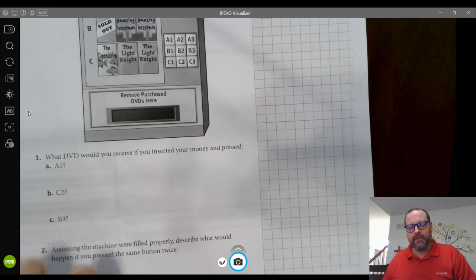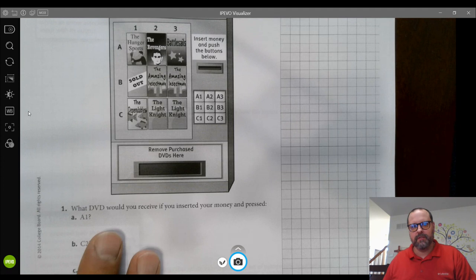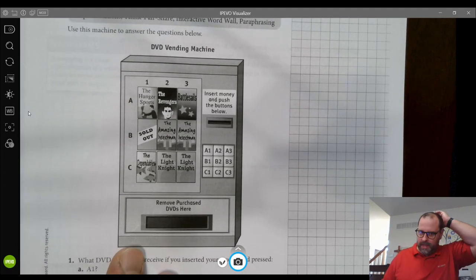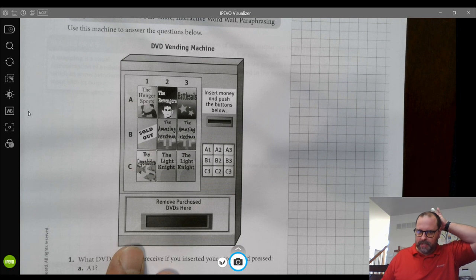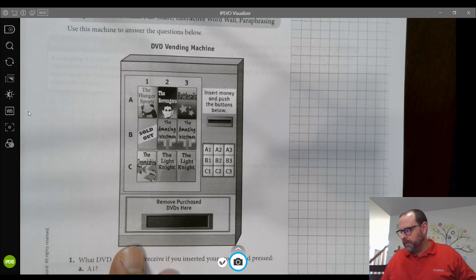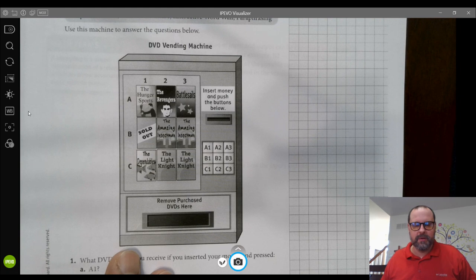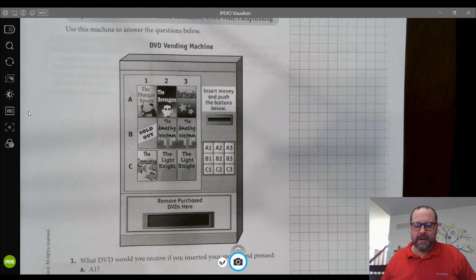And this is one of my favorite lessons, only because of the fake Redbox DVD vending machine that they have in here that they use as an example with mock movie titles like The Hunger Sports, The Revengers, Battle Sales, The Amazing Insect Man, The Dependables, and The Light Knight, as to not have copyright infringement.